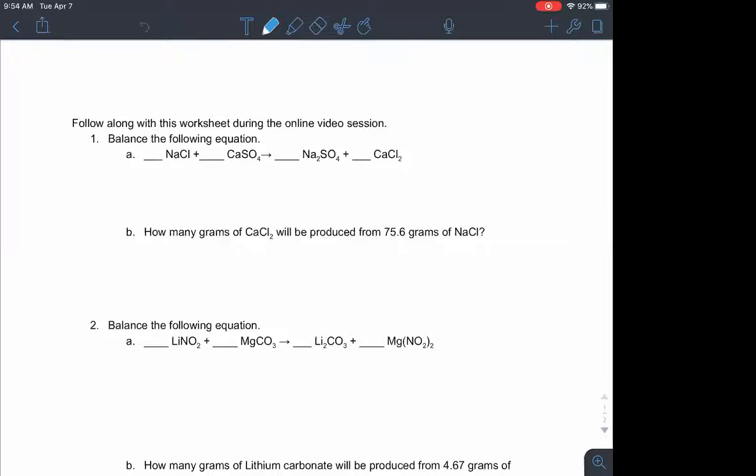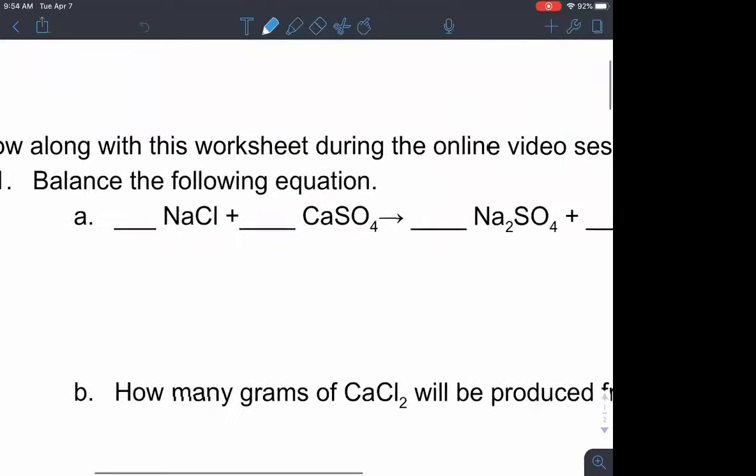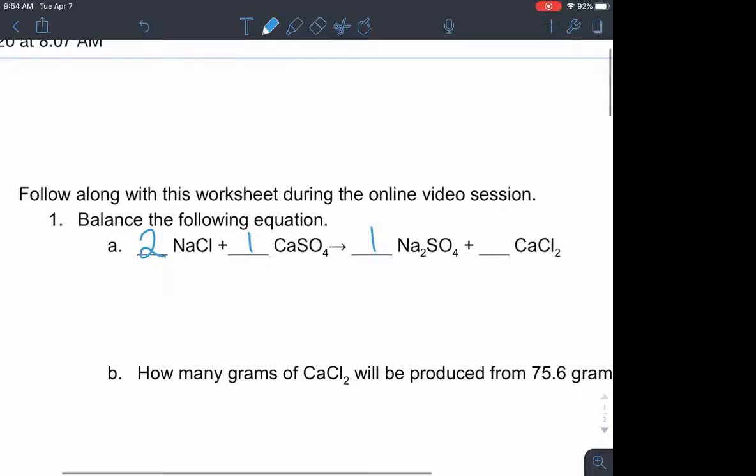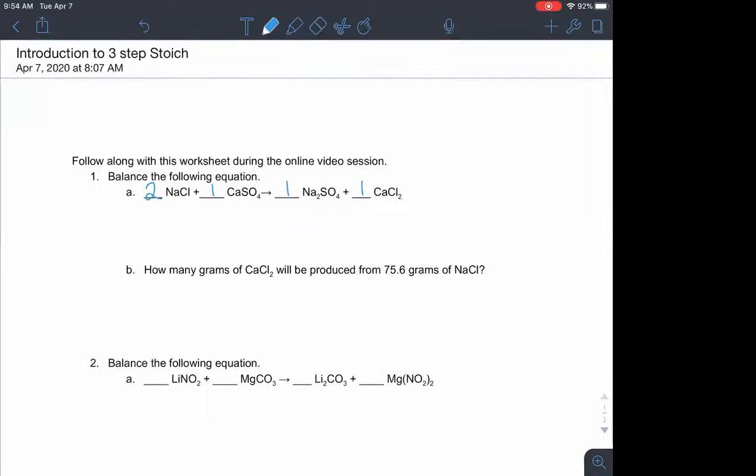I have it. All right, Joe. It is 2 on NaCl, perfect. 1 on CaSO4, 1 on Na2, and then 1 on CaCl. Perfect. All right, so we have our balanced equation.